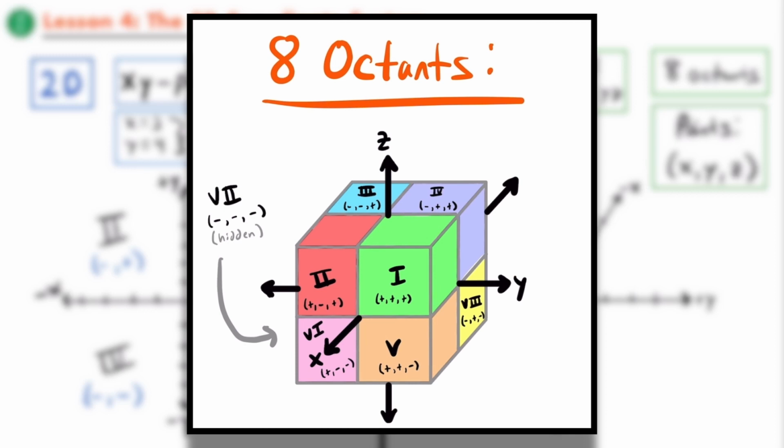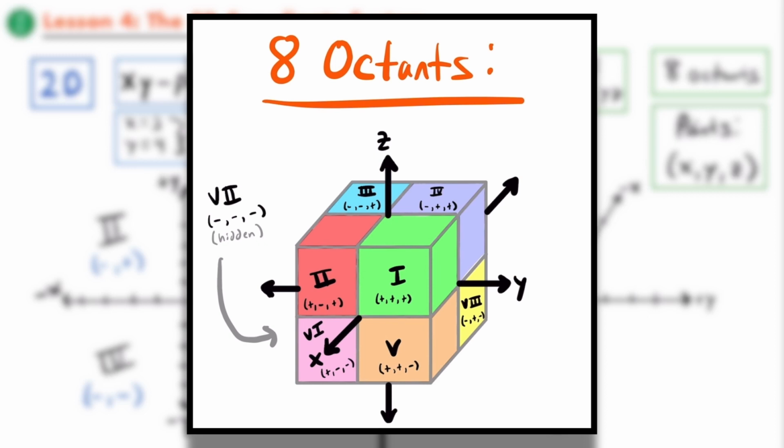Okay, and then finally, next to that hidden octant that you can't see is the 8th octant that is below the 4th and next to the 5th, and that is where the x coordinate is negative, the y coordinate is positive, and the z coordinate is negative. Okay, so those are the 8 octants of the three-dimensional coordinate system.